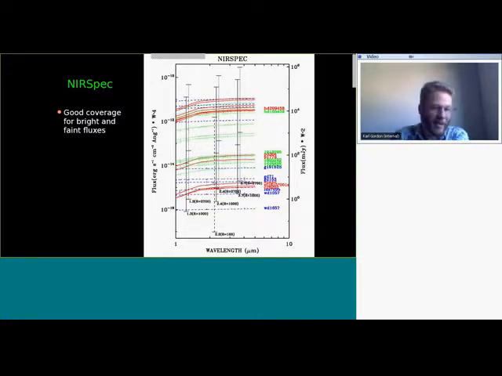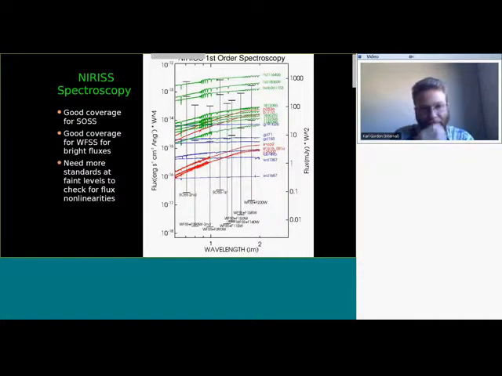But NIRSpec actually is in pretty good shape. It's good coverage for both bright and faint fluxes, as you see here, for resolution 100 all the way up to resolution 2700. That's the spectral resolution range of NIRSpec. So NIRSpec, we're good.